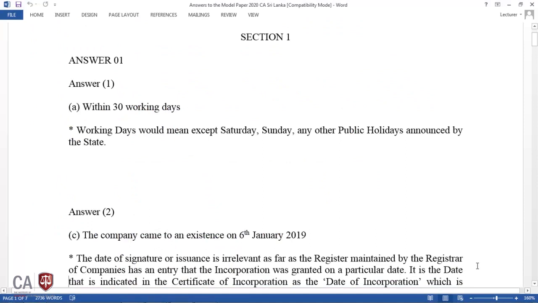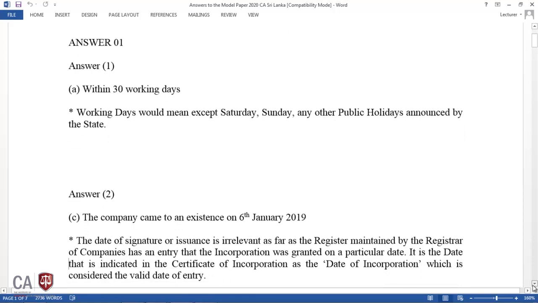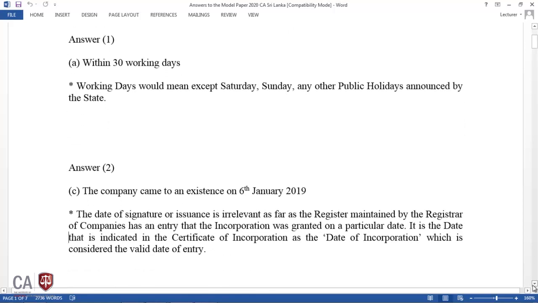C. The company came into existence on 6th of January 2019, and I have illustrated here that the date of signature or issuance is irrelevant as far as the register maintained by the Registrar of Companies has an entry that the incorporation was granted on a particular date. So, the date on which the incorporation of the particular company was granted is considered the real date of incorporation. It is not the date of signature or the issuance. It is the date that is indicated in the certificate of incorporation as the date of incorporation, which is considered the valid date of entry into force or into effect of this particular company.